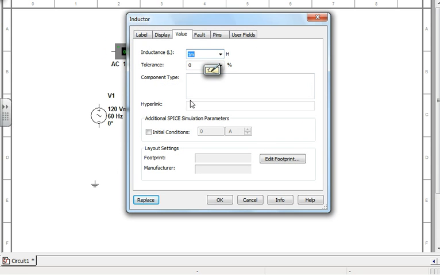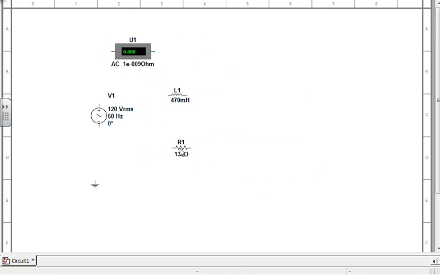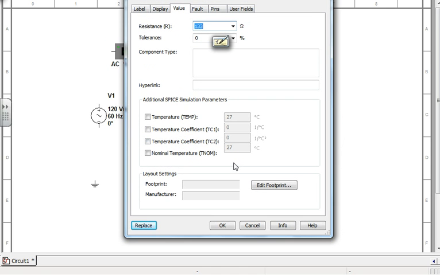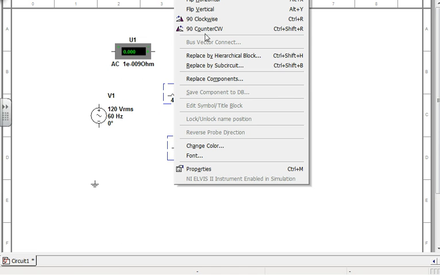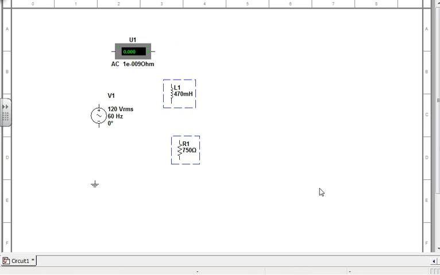Okay, this guy is 470. And this guy needs to be 750. 750, are you sure? 750. All right, and then we're going to rotate these guys. All right. Now, when I get done, I better not have 4 milliamps, right? Because I haven't put in the winding resistance yet.